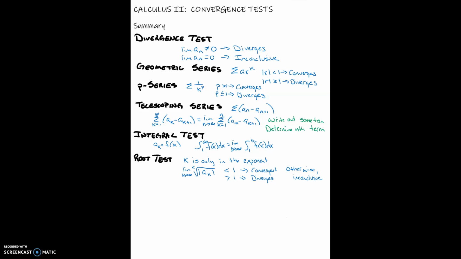Again, my apologies for the informality here. If k is not only in the exponent, the root test isn't what we'd want to use. We might want to try then the ratio test. This is a good one to use if we have a combination of k factorials along with k's in the exponent.